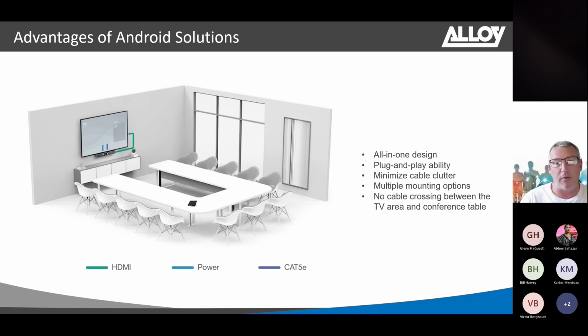So with the Windows solutions, that touch panel has to connect directly to the Windows box. Whereas with the Android-based solutions, the touch panel just connects to your network, the same as what the A20 or the A30 collab bar does. And those two devices pair together. So the controller pairs to the unit.